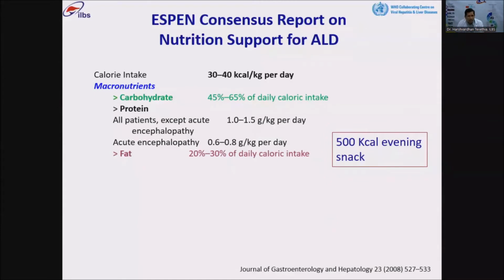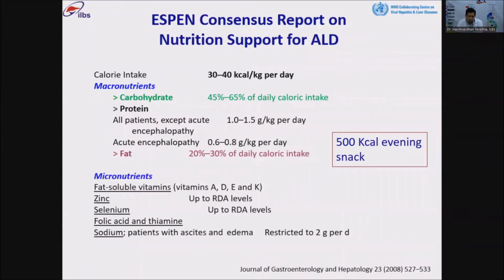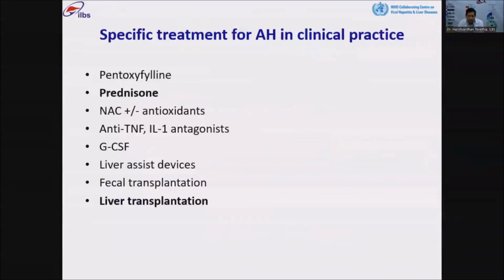And on the side, you can see a 500 kilocalorie evening snack, which is on top of what you're actually giving. So you probably give a 2,500 kilocalorie diet along with a 500 kilocalorie evening snack, is what is actually recommended. Very importantly, along with the macronutrients, we normally tend to forget the micronutrients, which include zinc, selenium, folic acid, and especially thiamine, which these patients are normally deficient in. This also has to be taken into account when we are planning a diet chart for patients with alcoholic hepatitis.